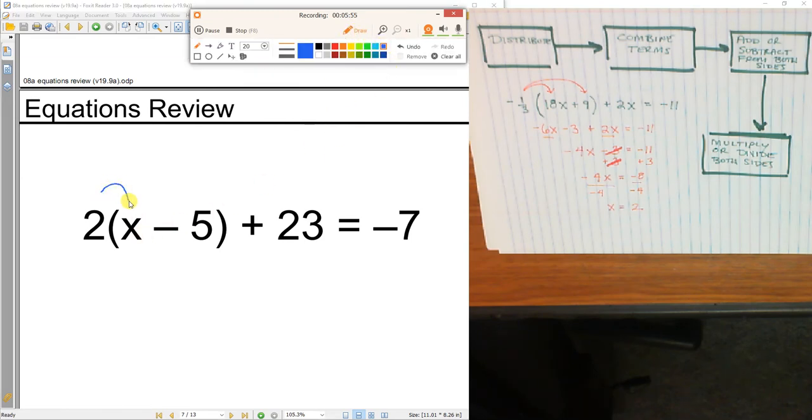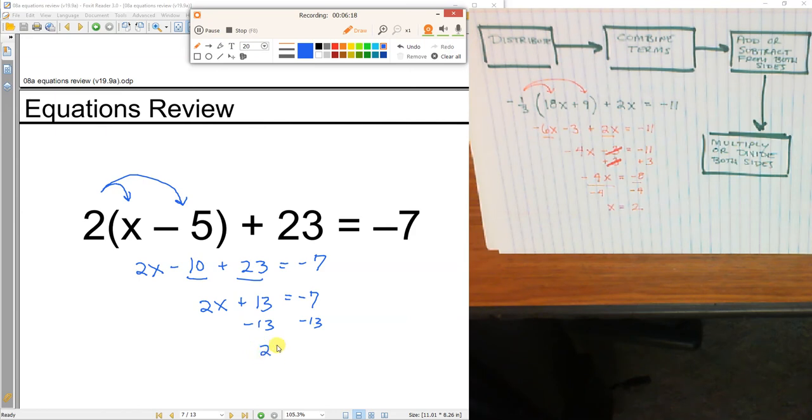Start with the distribution. 2x minus 10 plus 23 equals negative 7. Distribution is done. Combining terms, 2x plus 13, because 23 minus 10 is 13, equals negative 7. Combining of terms is done. Subtracting 13 from both sides, 2x equals negative 20. Dividing both sides by 2, x equals negative 10.